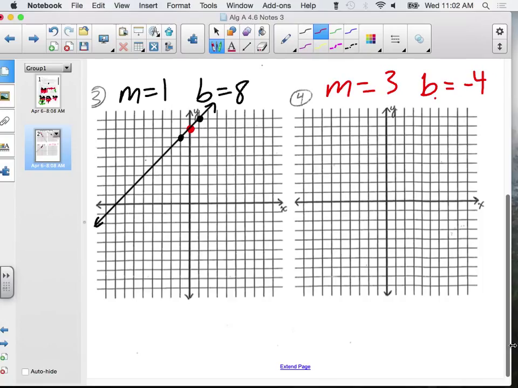All right, first point we graph is our y-intercept, negative 4, so go down 4 units. You have a slope of 3, so what directions do you go for it? Up 3, right 1. Okay. And then the other way, down 3, left 1. And you still gotta draw your line. There we go.